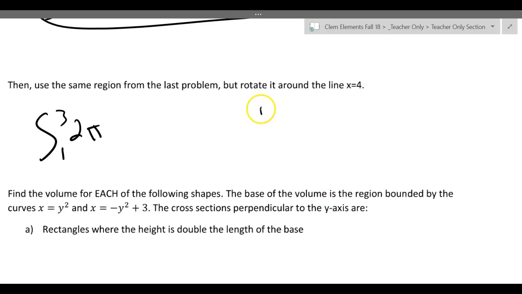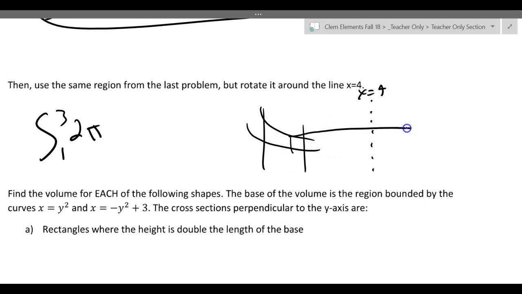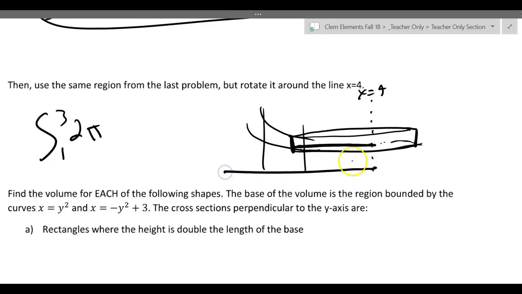So again, here's kind of a picture. But I'm going around this line right here at x equals 4. Okay, so here's like one shell right there. It's distance, so like the radius right here, that's what I'm looking at. Well, I could get that from 4 as the distance from that line back to the axes. x is this distance right here. So 4 minus this distance leaves me with what I want, that distance right there. So the radius would be 4 minus the x value.